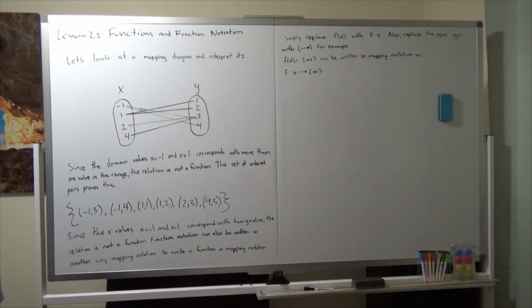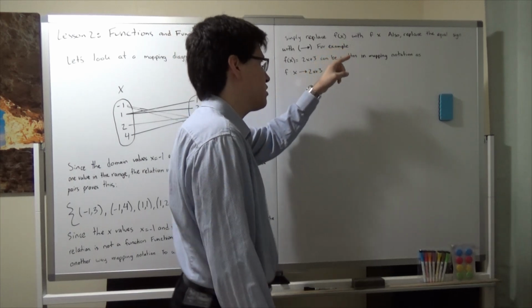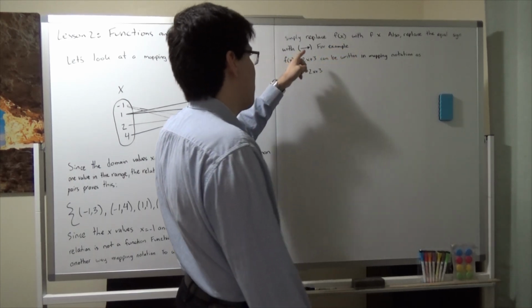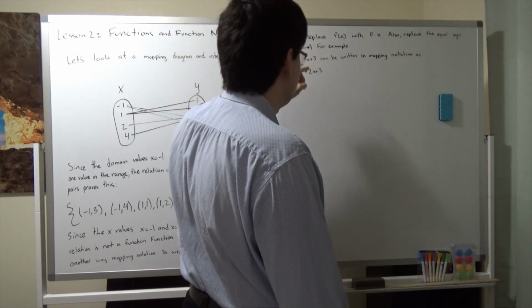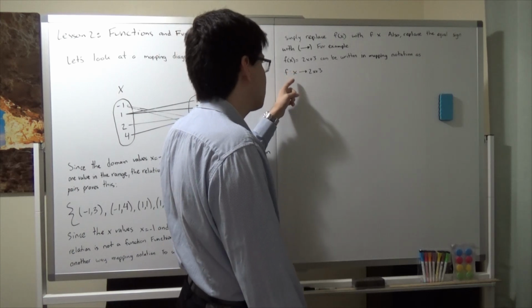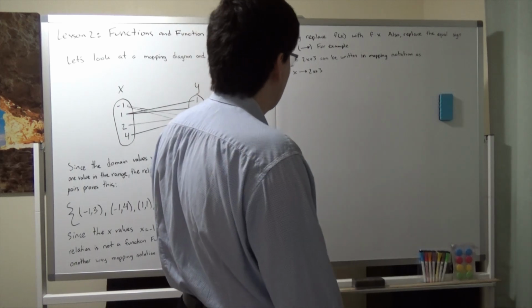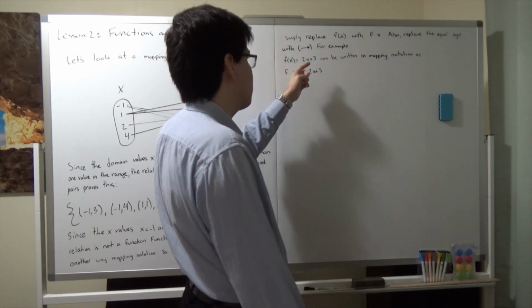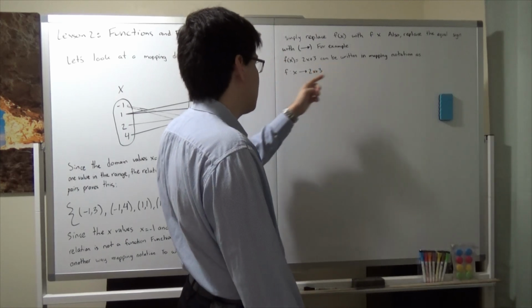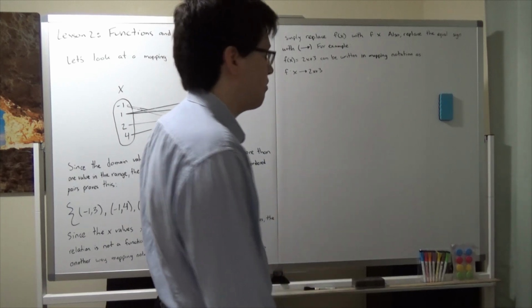Function notation can also be written in another way, mapping notation. To write a function in mapping notation, simply replace f of x with f colon x. Also replace the equal sign with an arrow. For example, f of x equals 2x plus 3 can be written in mapping notation as f colon x, arrow, 2x plus 3.